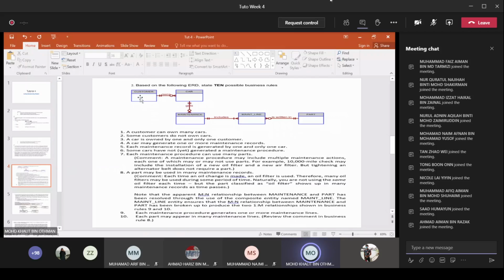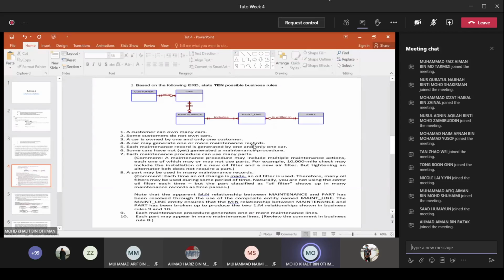The fourth one: a car may generate one or more maintenance records. This is the association between the car and maintenance entities. So you can derive several other possible business rules based on this relationship between car and maintenance. Say, some cars have not yet generated a maintenance procedure.